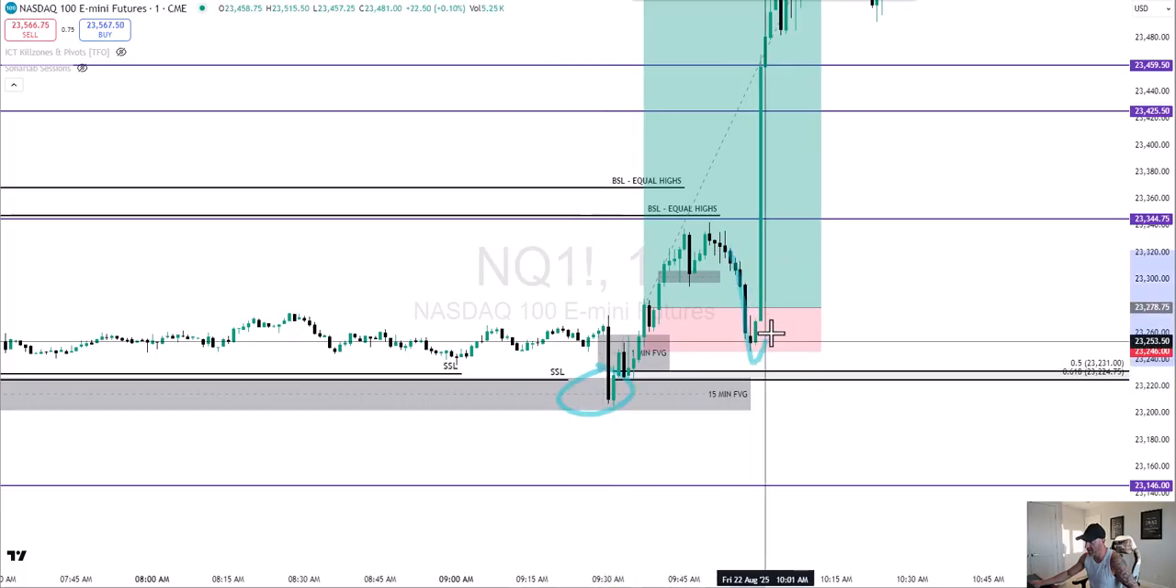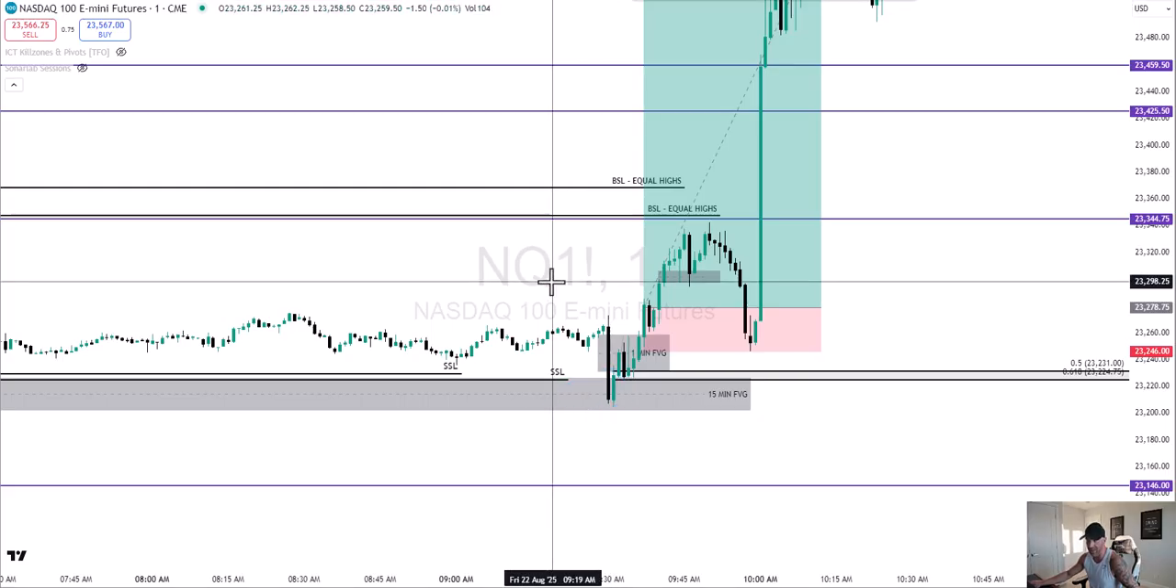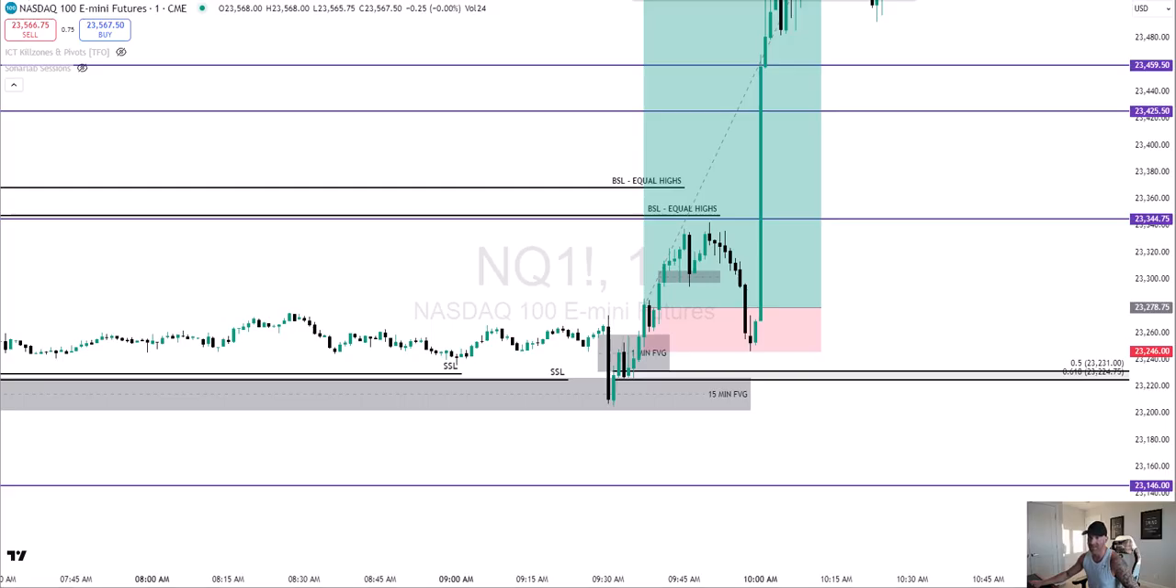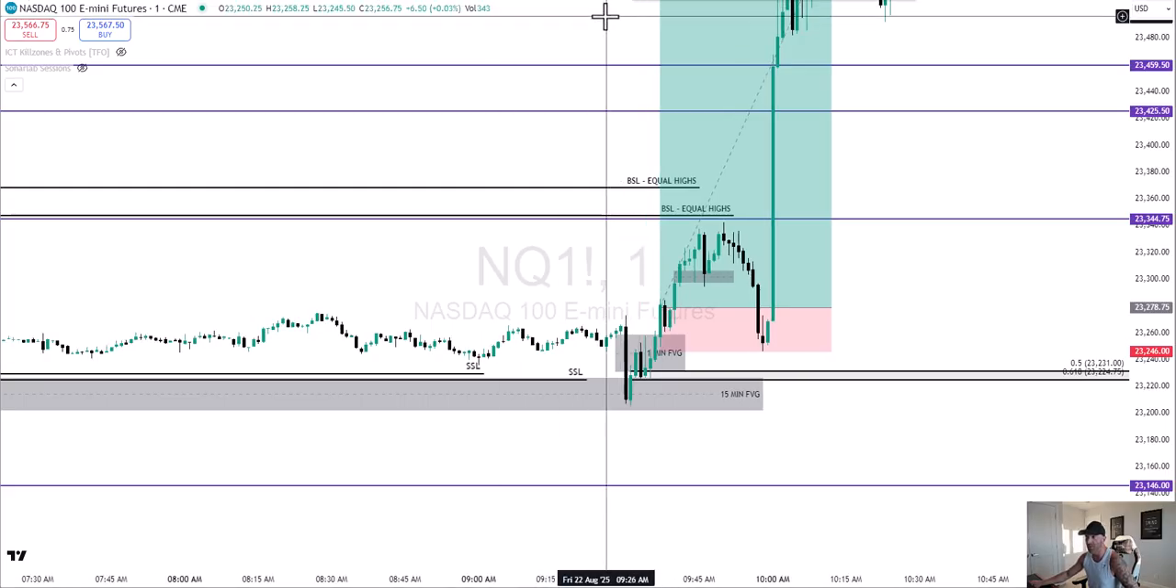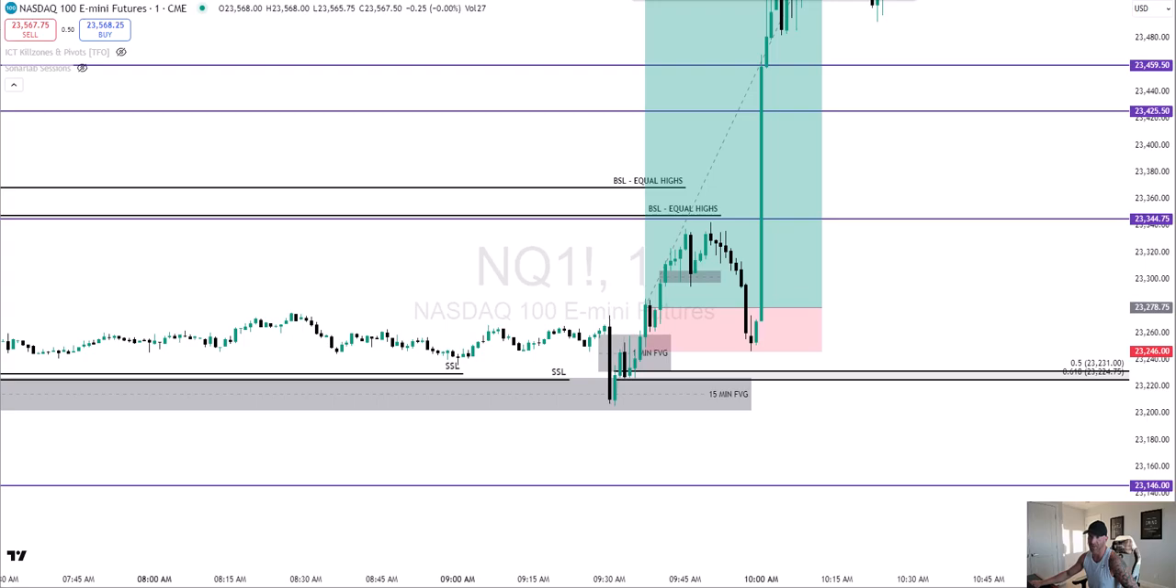So this didn't form on the 4 o'clock PO3, right? This was just an AMD model that happened right at market open. So just remember that. It doesn't always have to be a 4-hour PO3. You can get this at any time, really, right?